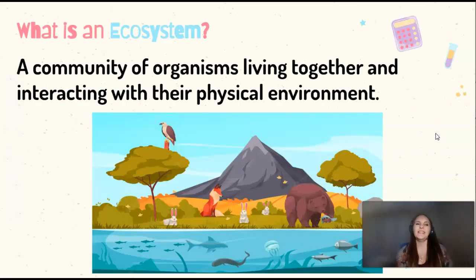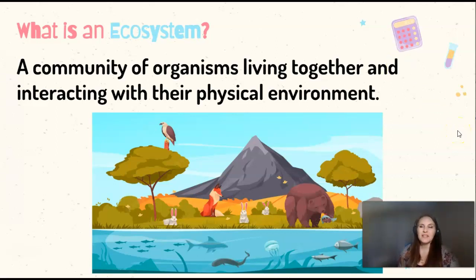So what is an ecosystem? An ecosystem is a community of organisms living together and interacting with each other in their physical environment. So you think about this ecosystem here and we see some living things like the eagle and the fox and the rabbit and the shark and the bear. They're all living and interacting with the physical environment around them of the non-living things like the mountain.